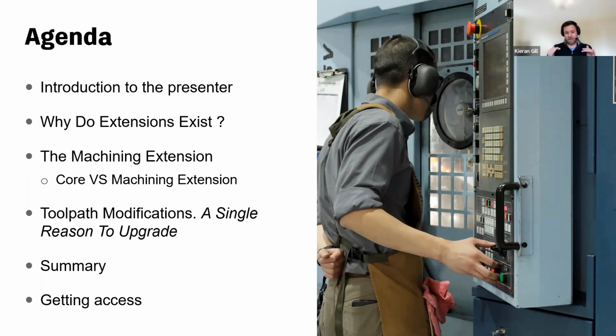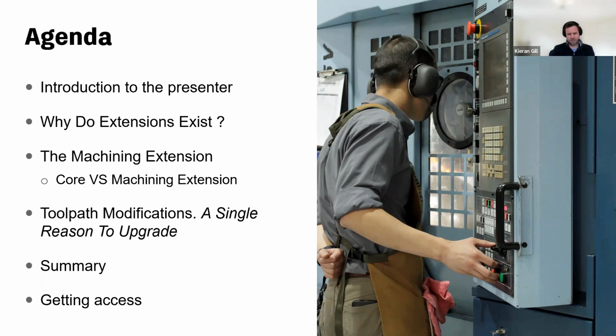We'll then jump a level deeper and have a look at the machining extension under a magnifying glass and compare the core offering to that offered in the machining extension. We'll then take another level deeper. So think of this almost like Inception, really, a level within a level within a level. And we'll look at toolpaths. And a single reason to upgrade, in my opinion, is toolpath modifications.